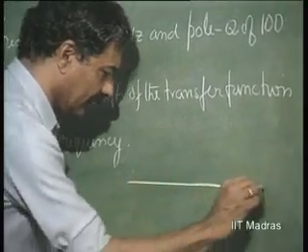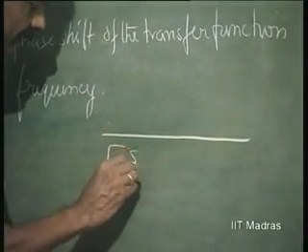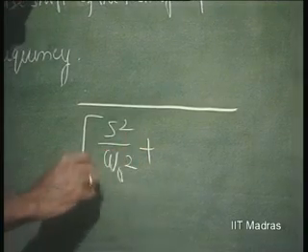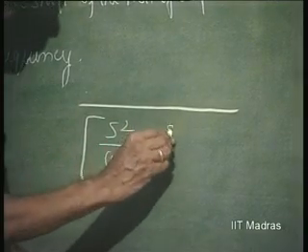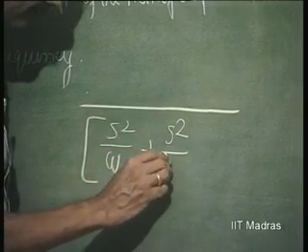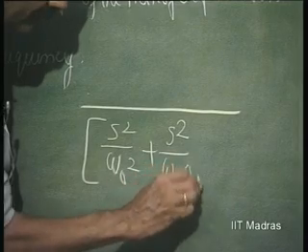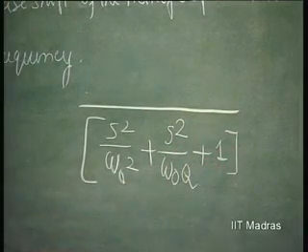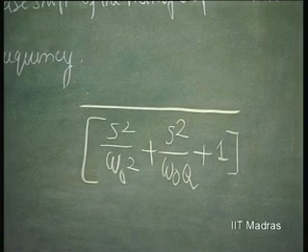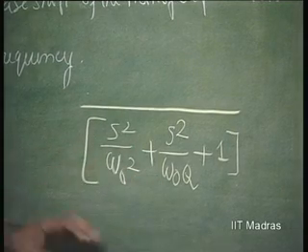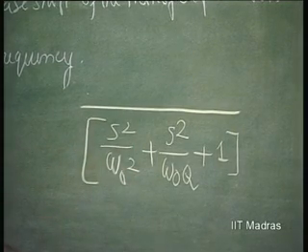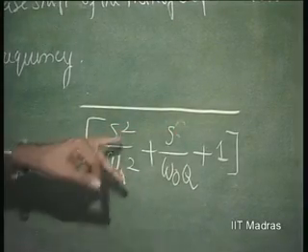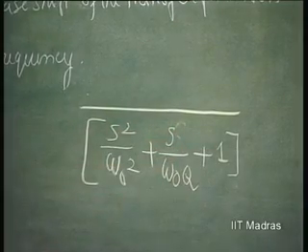The denominator is always represented in a standardized form. In the case of a second order filter, s squared by omega naught squared, omega naught being the pole frequency, plus s by omega naught Q, Q being the pole Q, plus 1. All right. So, this we have understood.